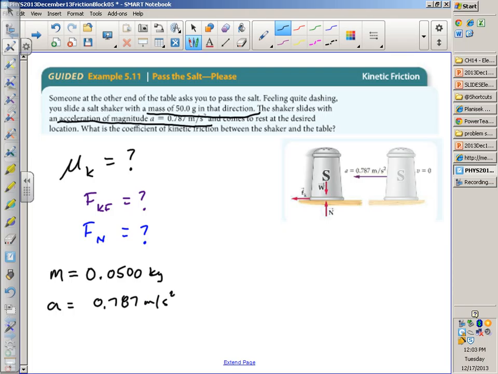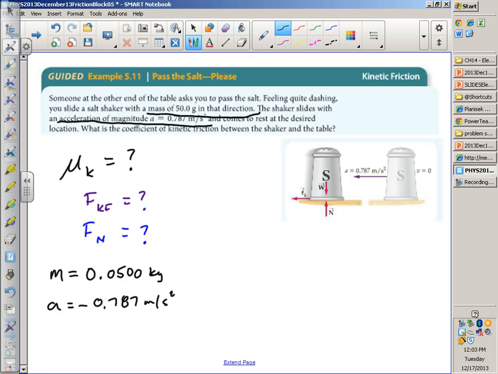Now, just because we've encountered this situation before, or a situation similar to it, what would we actually see happening with this salt shaker? Physically, what would we see happening to it as it slides across the table? It's going to slow down, right? So we would probably call this acceleration what? Probably negative acceleration, right? As it relates to our situation right here.